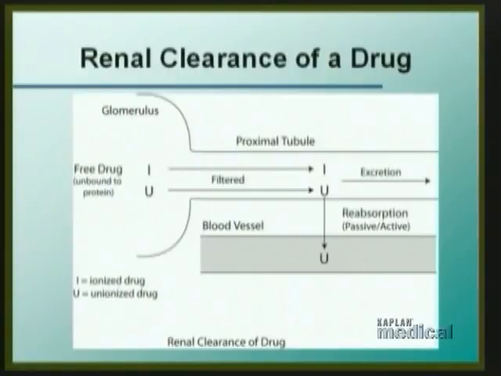To summarize all these points, you have a figure illustrating the renal clearance of a drug. In this figure, you see the glomerulus to the left, and you encounter the free drug unbound to protein reaching the glomerulus. The free drug is either ionized, letter I, or unionized, letter U. Both ionized and unionized drugs are shown to you on the diagram as being freely filtered, providing they're not bound to proteins such as albumin.